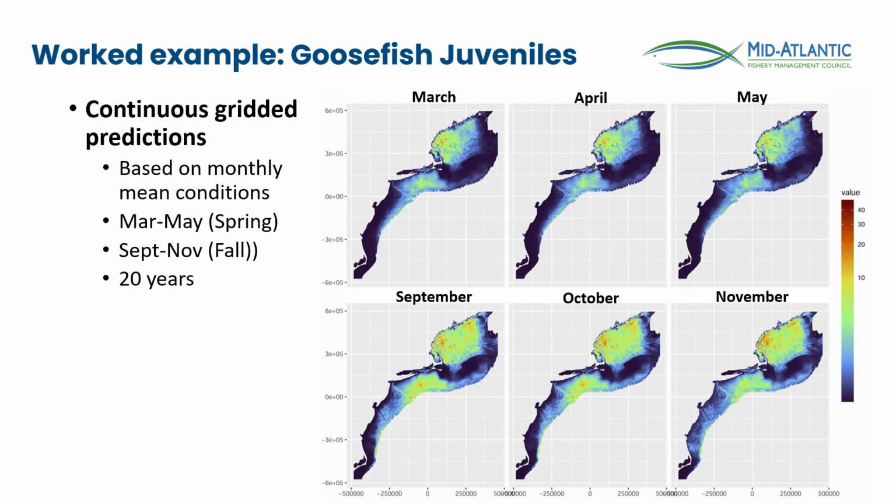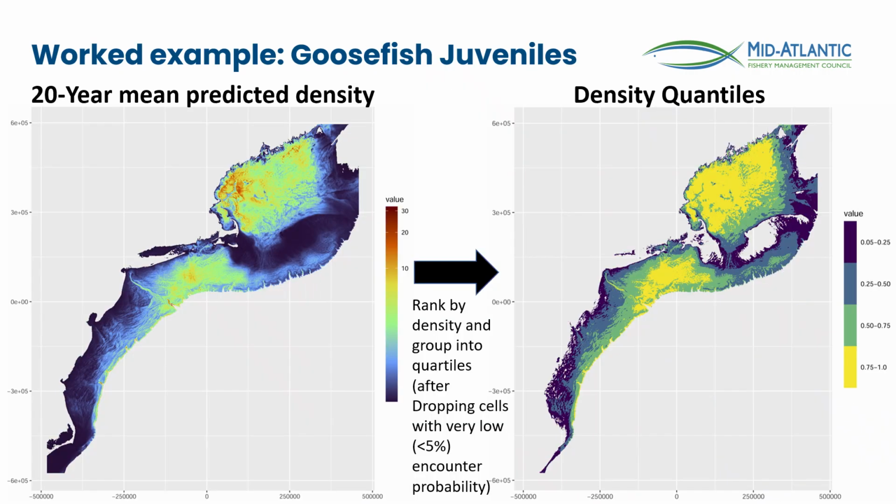Then we can use the full model, which is fitted to all the observations, to predict on a continuous 1-kilometer grid for each of 6 months, 3 in the spring, 3 in the fall, across the full 20-year time frame. Finally, we average the counts in each grid cell across the full modeled time period to obtain a 20-year mean predicted density for each cell.